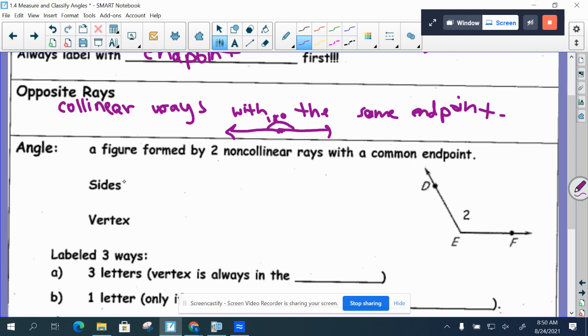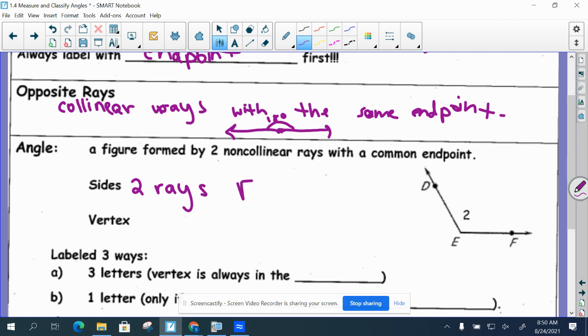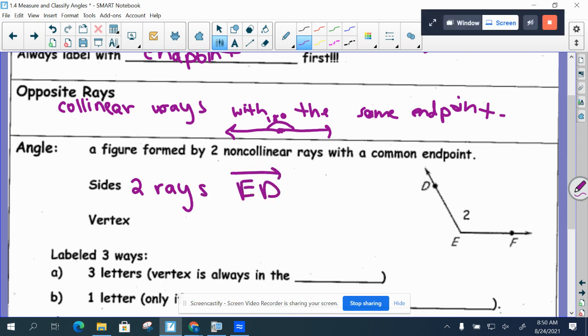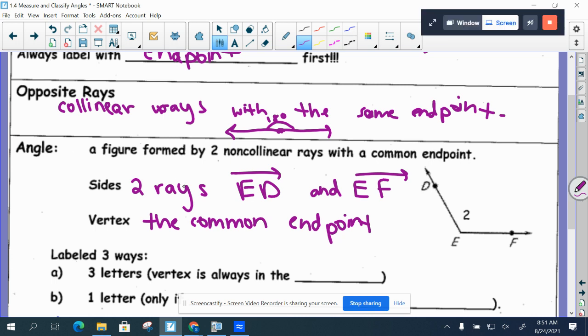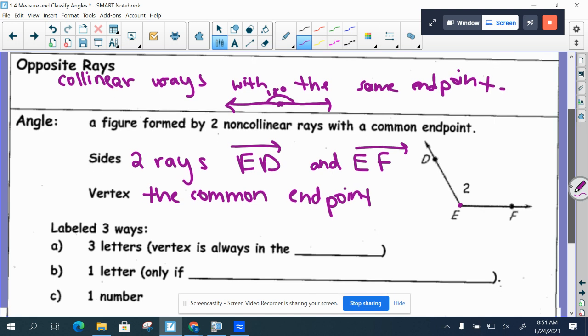So they're made up of sides. ED and EF are made up of two rays: ray ED and ray EF. And the vertex is the common endpoint. So angles still are two rays that share a common endpoint, it's just that they're not collinear anymore. So there's three ways we can name an angle.